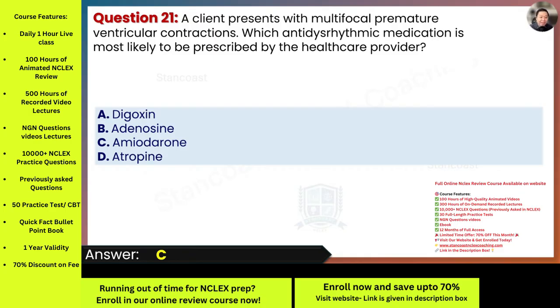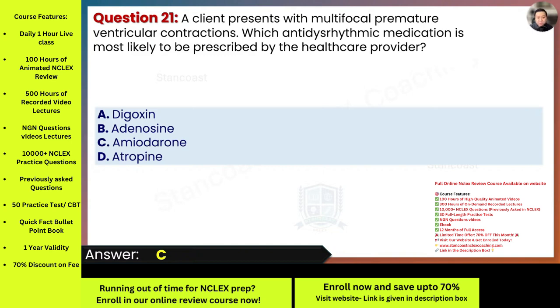Now, why is letter A incorrect? We know that digoxin is a cardiac glycoside. It increases contractility and also slows the atrioventricular node conduction. And this is something that you would expect in cases such as atrial fibrillation or heart failure, but it does not directly address ventricular ectopy like PVCs. In fact, at high levels, digoxin can actually increase the ventricular irritability, which could worsen the premature ventricular contractions. And so this is the wrong choice for managing multifocal PVCs.